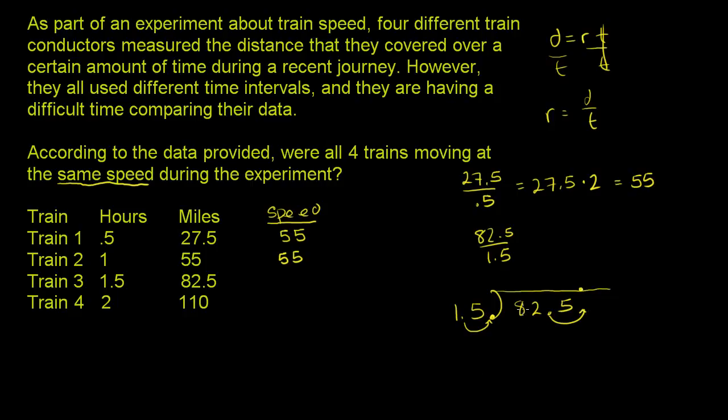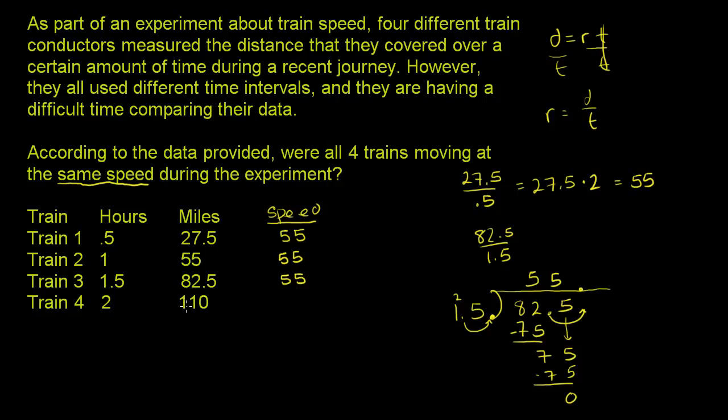15 doesn't go into 8 at all. It goes into 82 5 times. 5 times 5 is 25. Carry the 2. 5 times 1 is 5, plus 2 is 7. Subtract: 82 minus 75 is 7. And then you bring down this 5. 15 goes into 75 5 times exactly. 5 times 15 is 75. Subtract, no remainder. So 82.5 miles in an hour and a half is also 55 miles per hour.